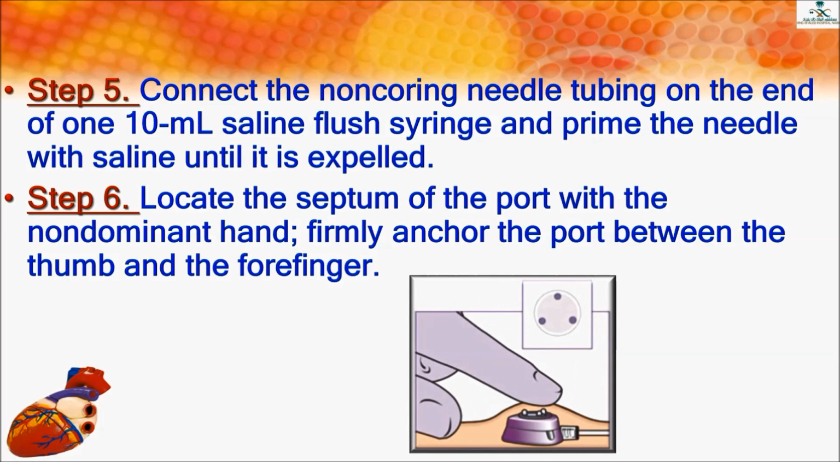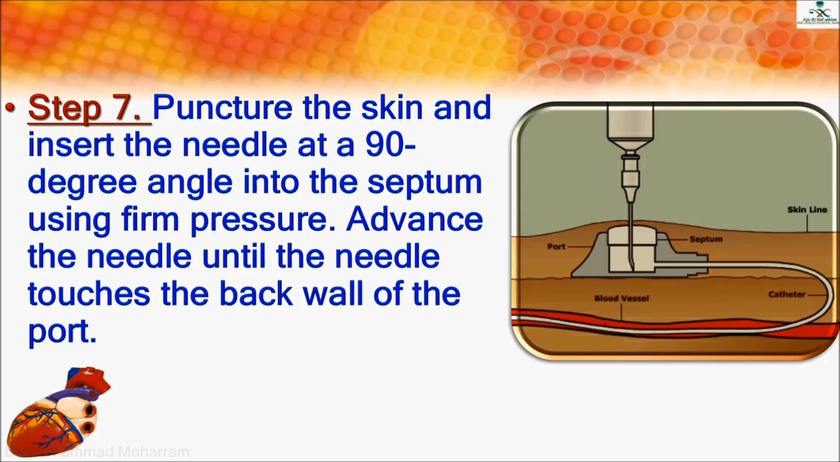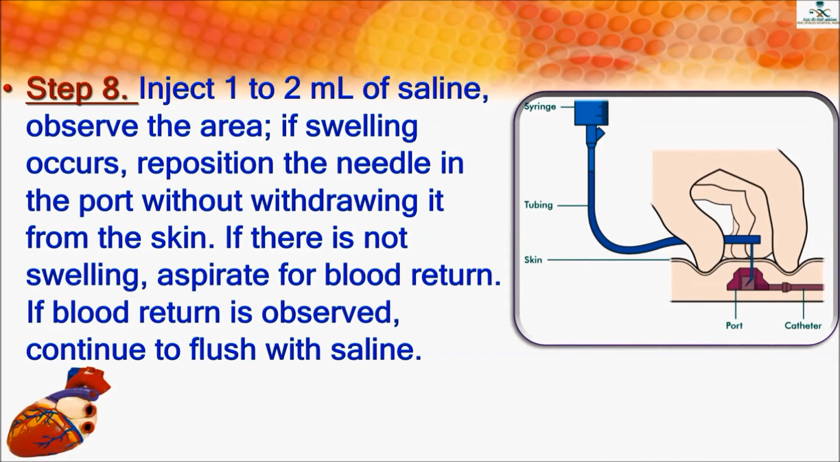Locate the septum of the port with the non-dominant hand. Firmly anchor the port between the thumb and the forefinger. Puncture the skin and insert the needle at a 90-degree angle into the septum using firm pressure. Advance the needle until the needle touches the back wall of the port.